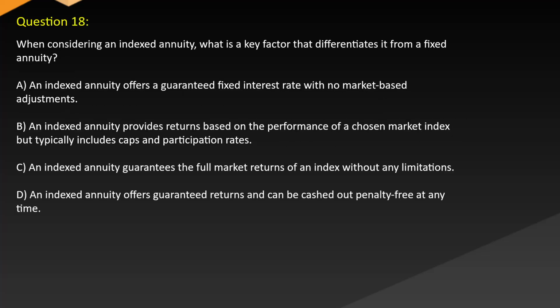Question 18. When considering an indexed annuity, what is a key factor that differentiates it from a fixed annuity? A. An indexed annuity offers a guaranteed fixed interest rate with no market-based adjustments. B. An indexed annuity provides returns based on the performance of a chosen market index but typically includes caps and participation rates. C. An indexed annuity guarantees the full market returns of an index without any limitations. D. An indexed annuity offers guaranteed returns and can be cashed out penalty-free at any time.